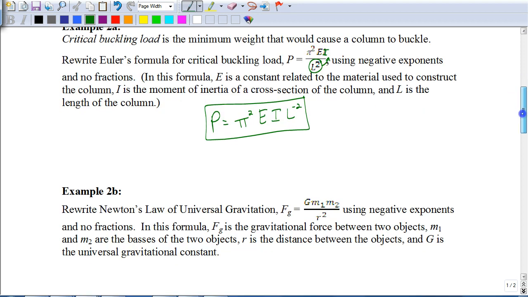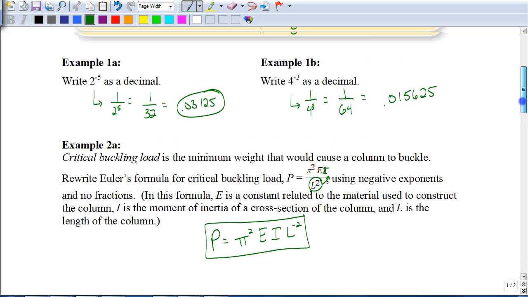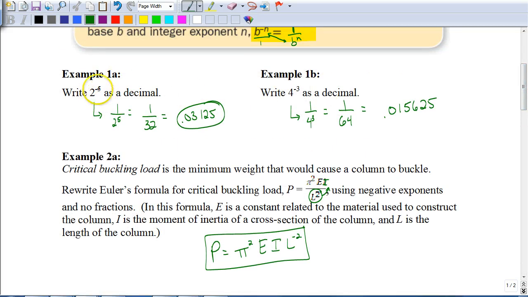So anytime you move something, it's either going to become positive or negative depending on what it was previously. So if it was a positive exponent, like here I had L squared, I move it to the numerator, so it becomes a negative exponent. In the previous examples, we had negative exponents. We move it to the denominator, making it a positive exponent.